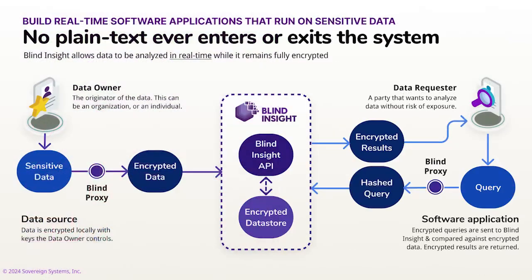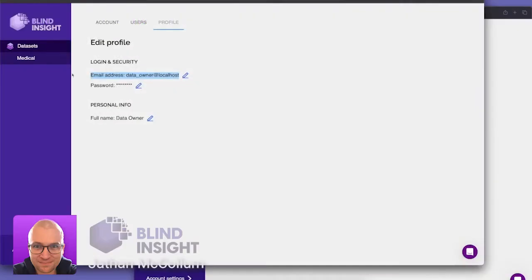The data requester is a user that may only perform encrypted searches, and they may not decrypt or upload any data. What we've got here on our demo platform is demonstrating what it might look like for you to be running the Blind Proxy in your own environment with your own keyring installed. And so we'll go ahead and hop in here and look at what that looks like.